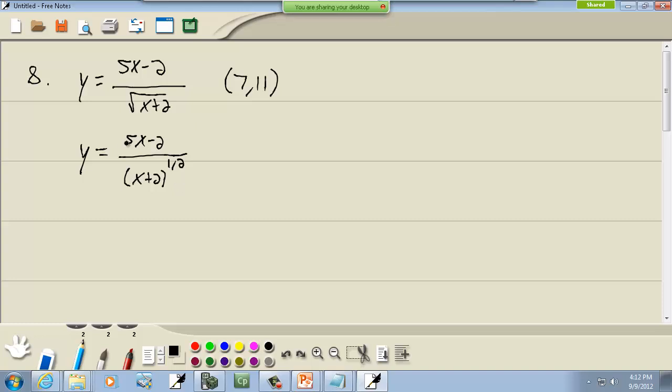Now this is a quotient rule, because we got something up on top, divide by something on the bottom. So this is going to be p, and this is going to be q. The derivative of 5x minus 2 is 5. Now for q prime, this is going to be a chain rule. We got parentheses to a power, so something to a power. Take your power, put it out in front. What's inside the parentheses remains as is. Lower your power by 1, and then you multiply it times the derivative of what's inside the parentheses.